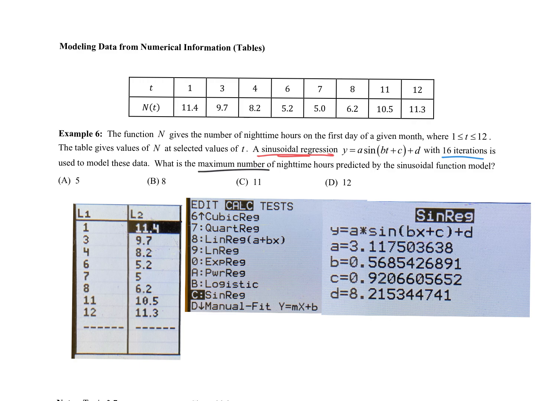And so then how do we actually get to our max? We take our midline, and what do we add to it? Our amplitude. And so we have this 8.2153 plus this 3.1175, and so they rounded. So what do we end up getting? 11. All right. So there we go.